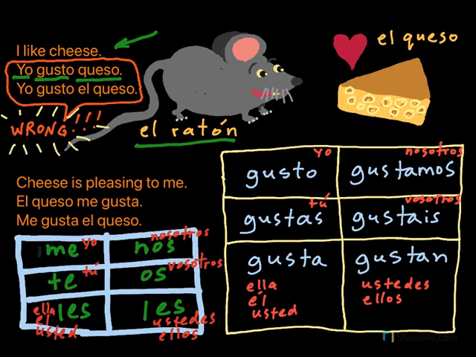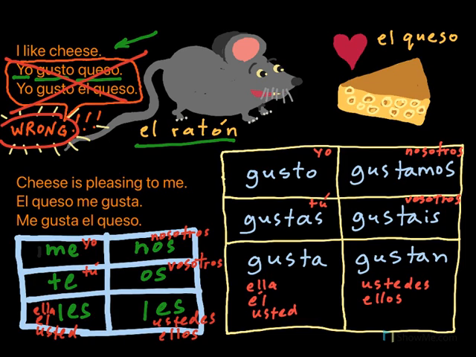It does not make sense at all because you're not pleasing cheese. The cheese is pleasing to you. So note that this way of dealing with it is fundamentally wrong. What do you need to do in order to translate I like cheese?